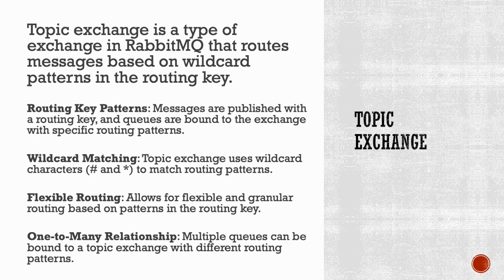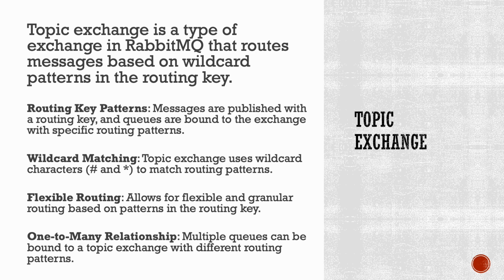Wildcard matching. Topic exchange uses two wildcard characters to match routing patterns. Asterisk matches exactly one word in the routing key. Hash matches 0 or more words in the routing key. Flexible routing: with topic exchange, you can define routing patterns using wildcards to specify which messages should be routed to specific queues. This provides flexibility in routing based on patterns in the routing key.